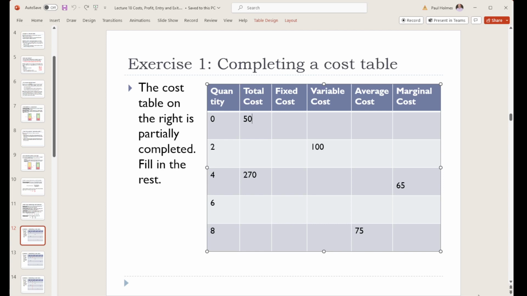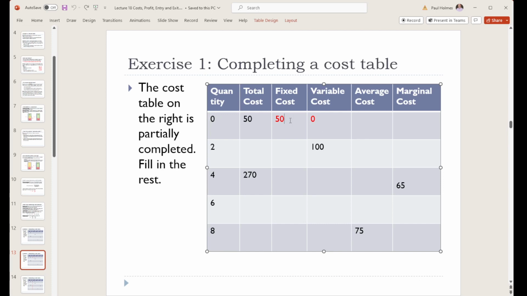See, if we're producing nothing but we still have costs, those must be the costs that still exist even when we produce nothing. That is, the costs that aren't changing as we produce something more. So our fixed costs must be 50, and correspondingly our variable costs must be 0 when we produce nothing. This is, again, by definition, our variable costs must be equal to 0 when we produce nothing, because variable costs only come from producing extra stuff.